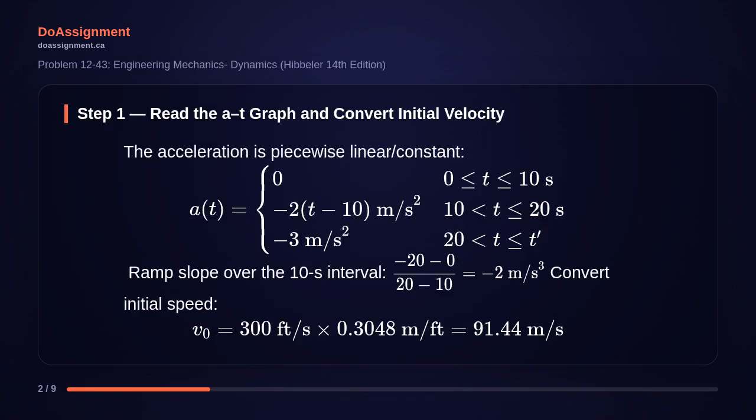First, we read the acceleration versus time graph. From 0 to 10 seconds, the acceleration is 0. From 10 to 20 seconds, it ramps linearly from 0 down to -20 meters per second squared, giving a slope of -2 meters per second cubed. After 20 seconds, the acceleration is constant at -3 meters per second squared until the plane stops at time t prime. We also convert the initial speed of 300 feet per second to 91.44 meters per second.